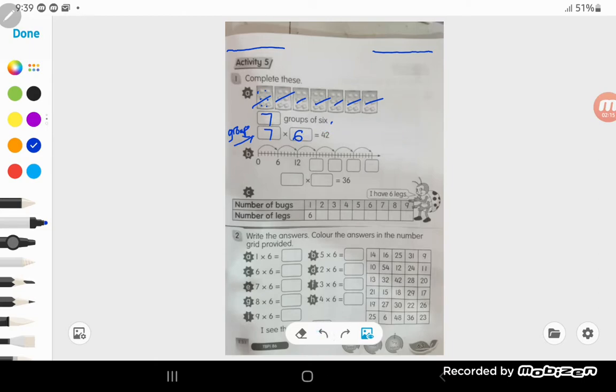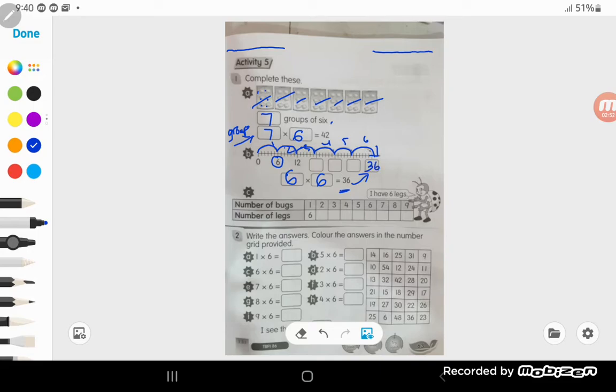Okay, so now B. How many jumps here? 1, 2, 3, 4, 5, 6. You put 6. Times what? What is here? 6. So, 6 times 6 equals 36. So this one is your 36. Here you put the number, because the last one is always the answer.